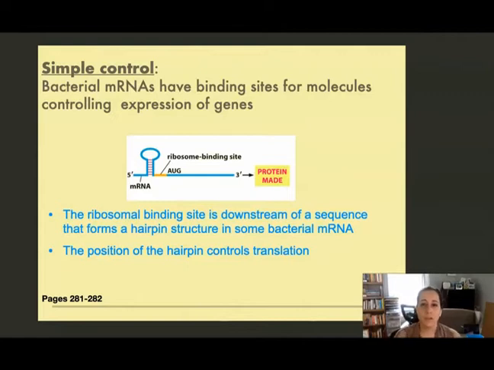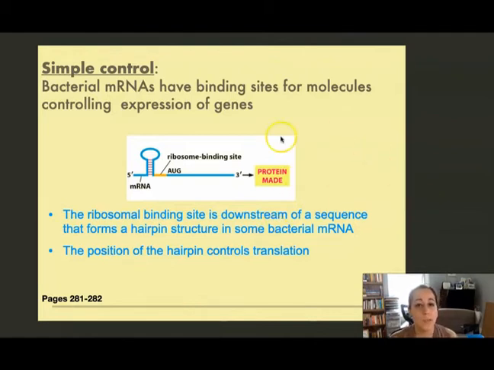So first, we're going to start off kind of slow with simple control of bacterial gene expression. And we're not talking about transcription right now. So transcription factors are something that we're going to talk about in a couple minutes. So put that aside for a moment. Here we've already transcribed the mRNA. So we have the mRNA, it's in the cell, and there are different 3D structures that some mRNA can form in bacteria.